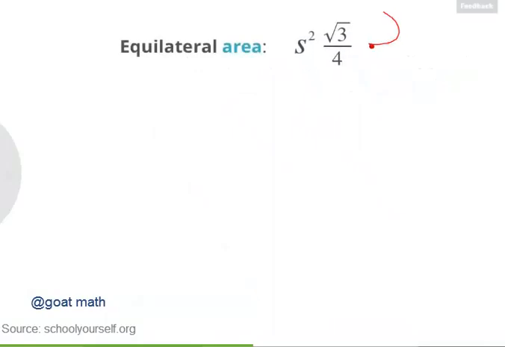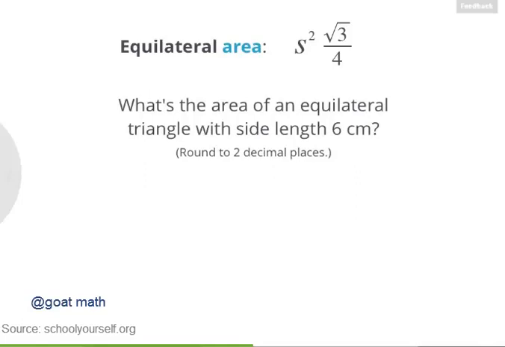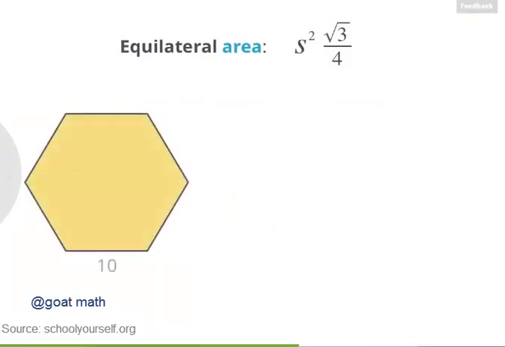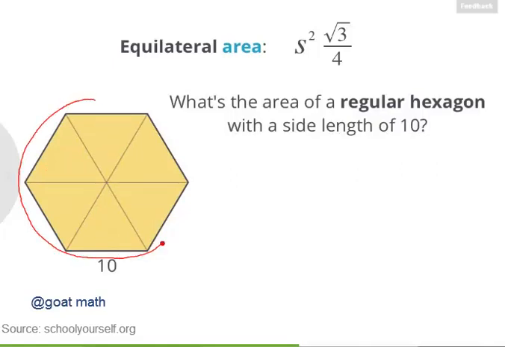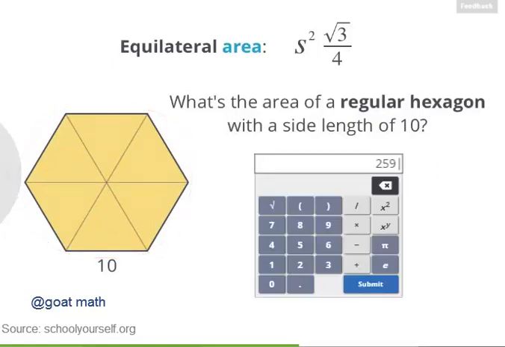So next, try using this formula you came up with. What's the area of an equilateral triangle with a side length of 6 centimeters? Give your answer as a decimal and round to 2 decimal places. Nicely done. Next, suppose you have a regular hexagon with a side length of 10. Can you figure out the area of this hexagon? And here's a hint, you can divide up any regular hexagon into a few equilateral triangles.